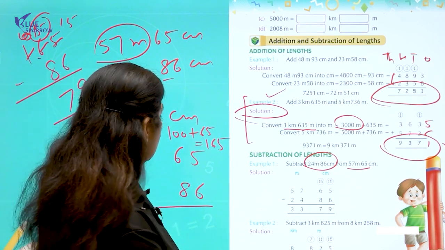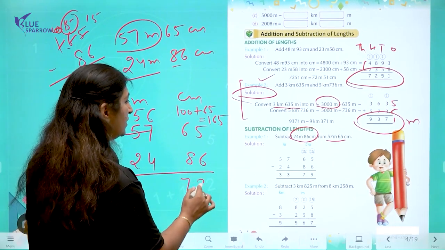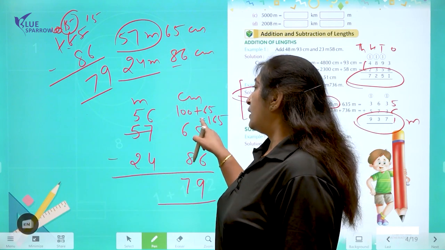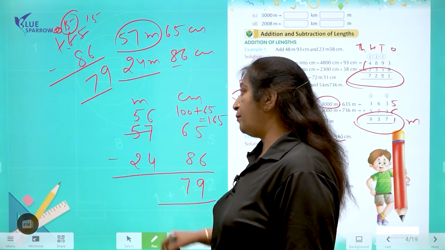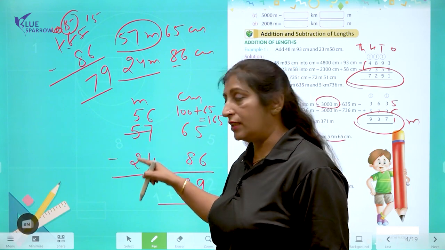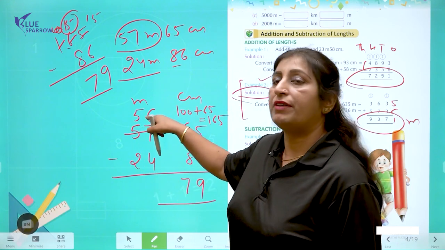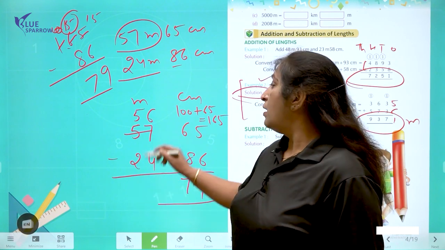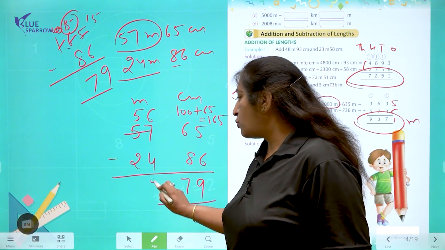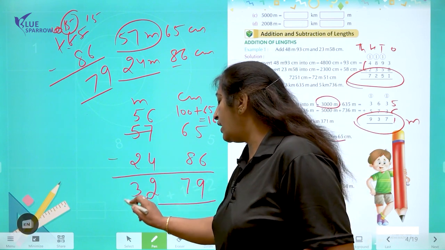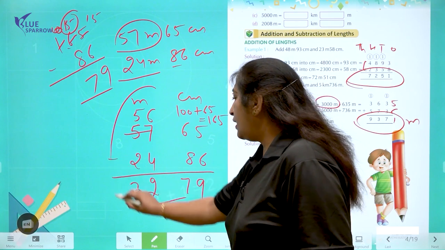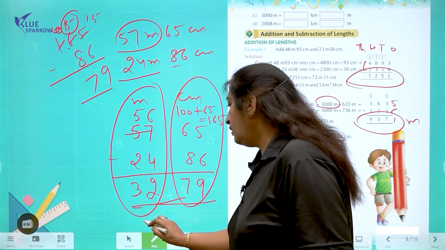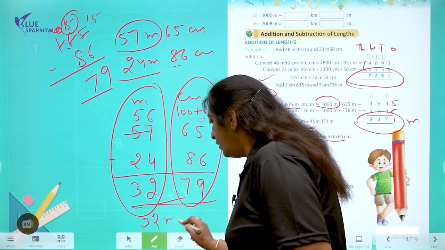Right? So this is the answer of your centimeters. We get 79 centimeter while we subtracted 86 centimeter from 165 centimeter. Now we come to the column of meters. Here we have to subtract 24 from 56. It is easy for us because the smaller number is given below. So 6 minus 4 gives us 2 and 5 minus 2 gives us 3. So our answer is, in meter it is 32 and in centimeter it is 79. So the answer is 32 meter and 79 centimeter.